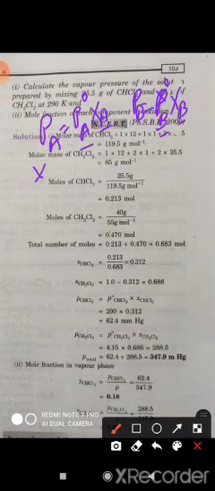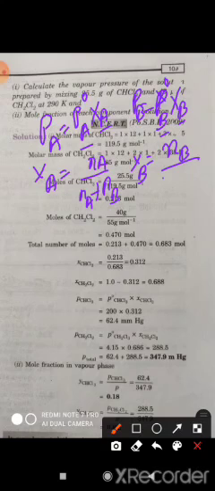So what is the formula for mole fraction? XA is equal to nA upon nA plus nB. That is the formula for the mole fraction of A component. What is XB? XB is equal to nB by nA plus nB. So here we need to find out nA and nB. Then only we'll get XA and XB.